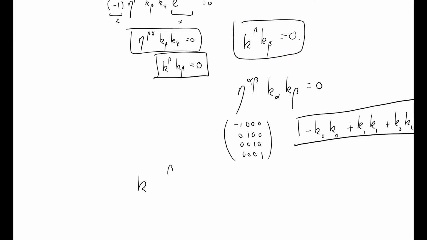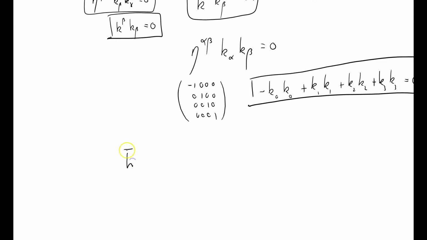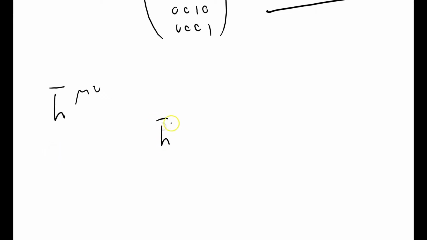So what does that mean? Well, let me write out the solutions that we've got. We've got H bar mu nu equals A mu nu. We still don't know anything about that; we'll pin that down later. E to the I K alpha X alpha.